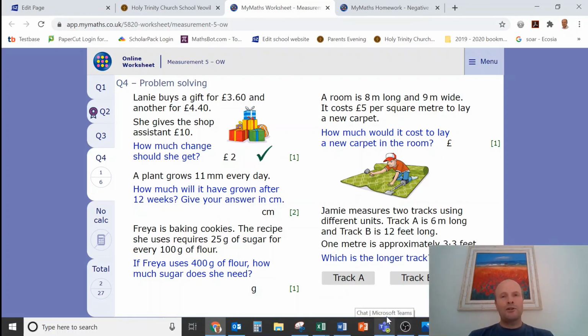Okay, bit of revision, bit of problem solving, just to make sure that we remind ourselves of what we've done already. Hope you get on well with that.